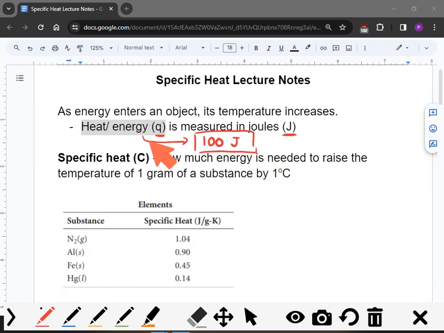Okay, so heat energy is represented by the variable Q, and we measure the numbers with joules. Okay, so just make sure you jot that down somewhere as well. If you ever see a number with joules next to it, that's going to represent heat or energy moving around.